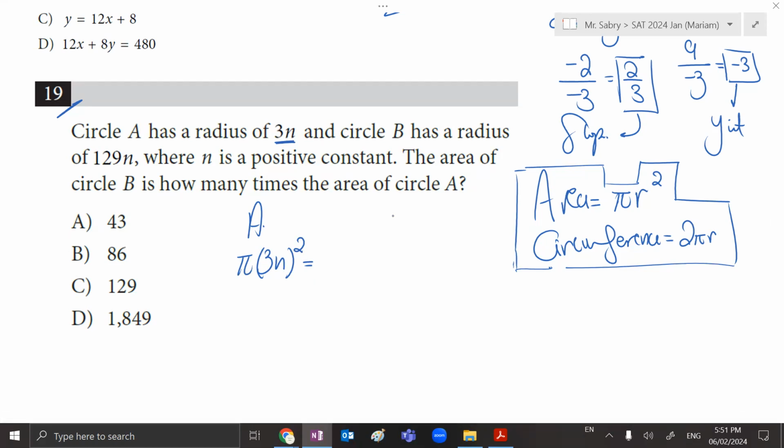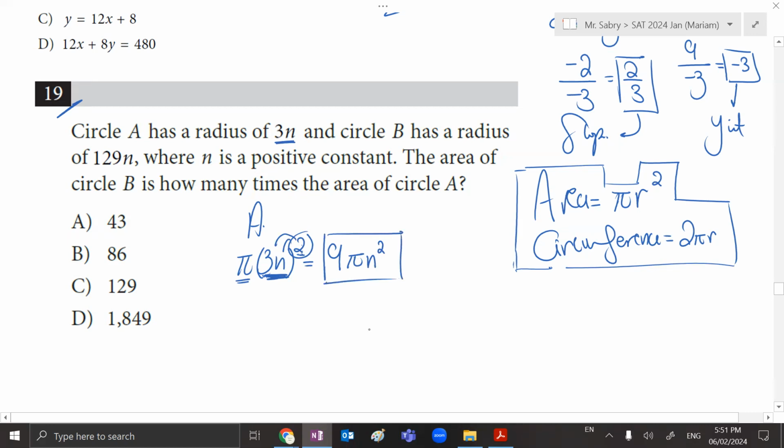Pi is 3.14, right? No, never. Leave it with pi as it is. Calculate the rest only. We never calculate pi in the SAT. We leave it like an x. So 3 pi and pi, and the 3 also to the power of 2, the radius, which is the 3n, to the power of 2. So 3 to the power of 2 becomes 9 times pi times n to the power of 2 as well.